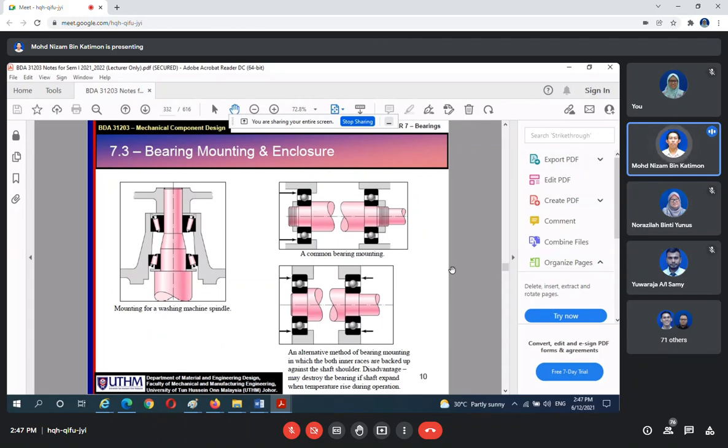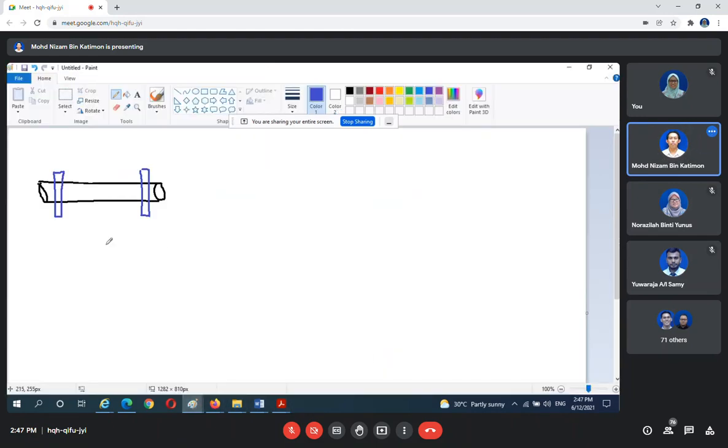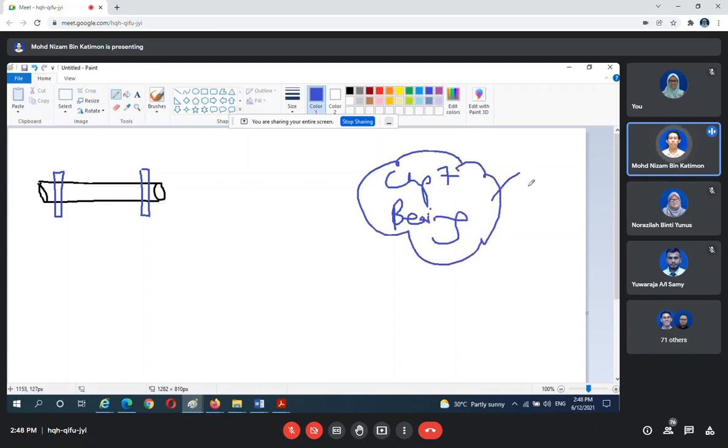Okay, this type of mounting. How are we going to mount this ball bearing? Some ideas. Just now was about chapter 7, bearing. In this chapter I'm talking about types of bearing. Types can be ball, or roller.